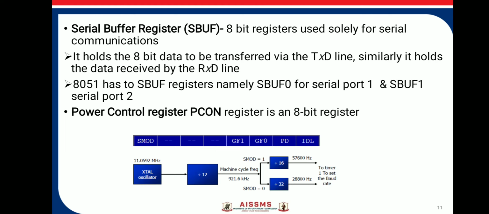Then the power control register is again an 8-bit register. This register is used to double the baud rate. In this figure we can say that the crystal oscillator frequency is divided by 12, when we keep this bit number D7 as 1, then we divide by 16, and when we make this SMOD bit, which is the serial mode bit, as 0, then we double the baud rate.